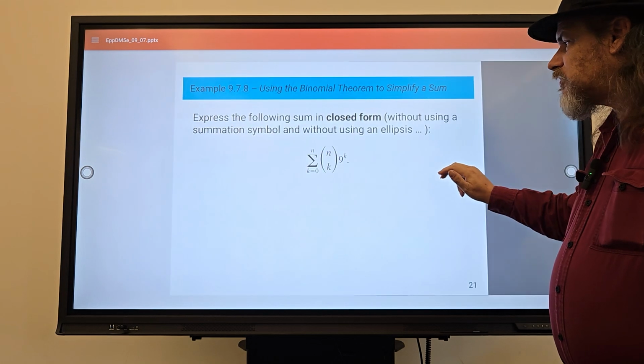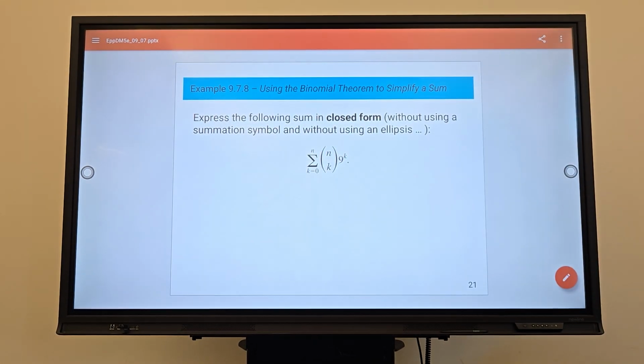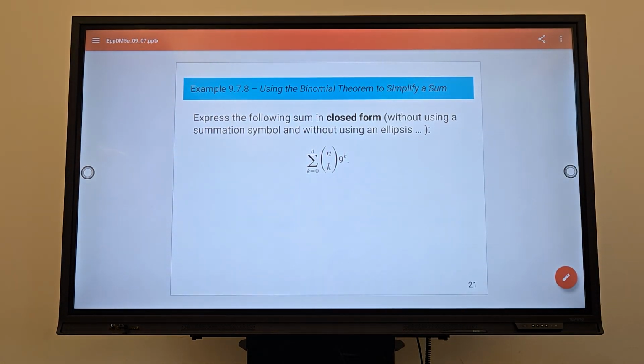I'm going to skip that one. Express the following sum in closed form without using a summation symbol and without using an ellipsis. The summation of k from 0 to n of n choose k times 9 to the kth power.